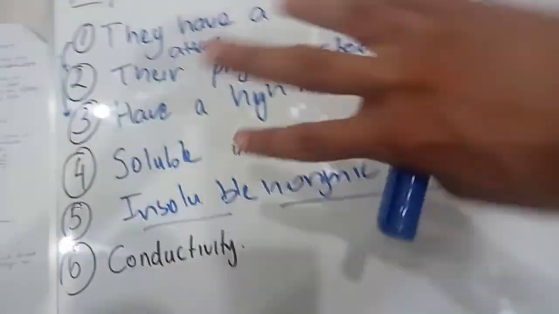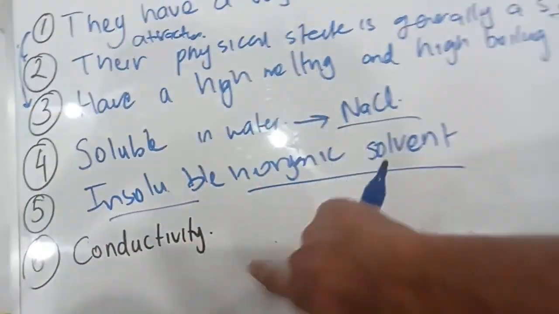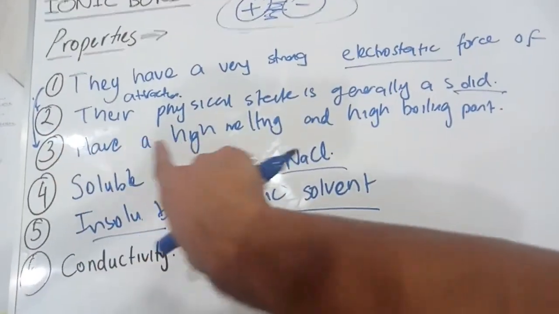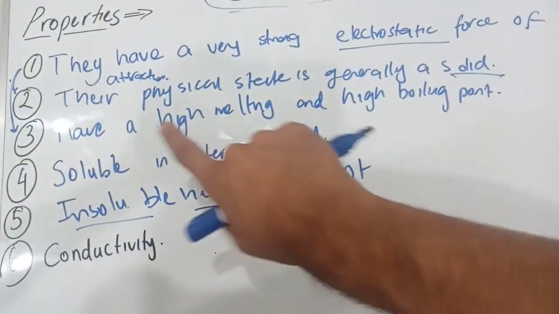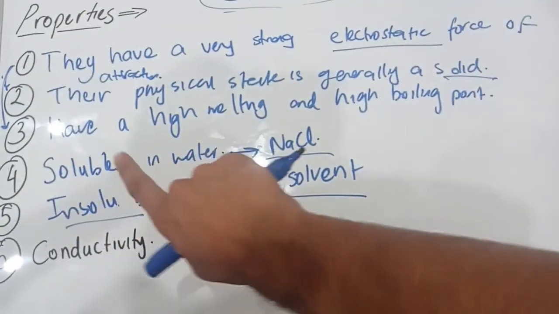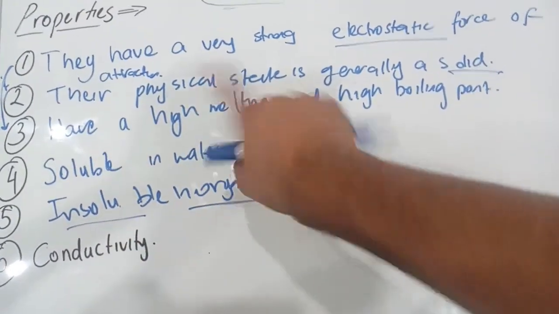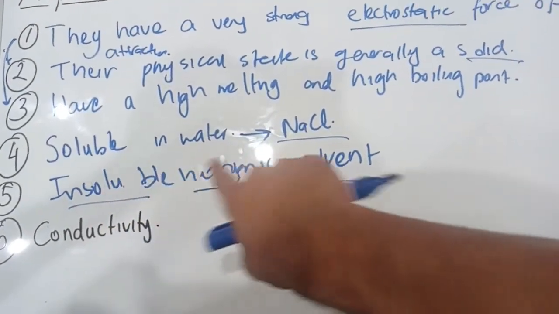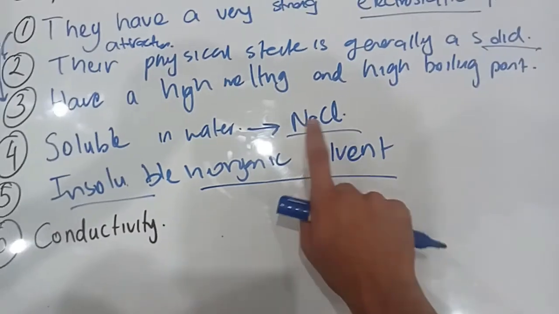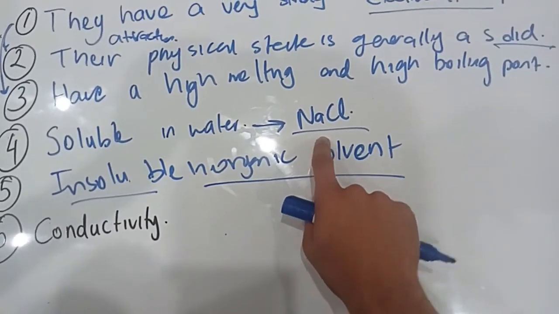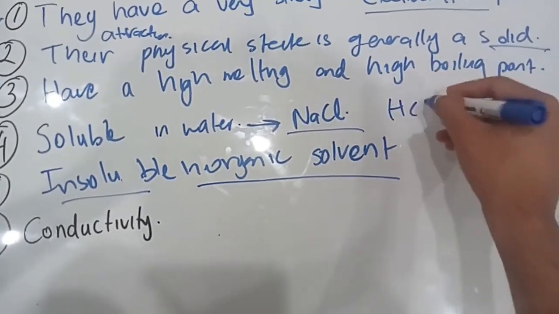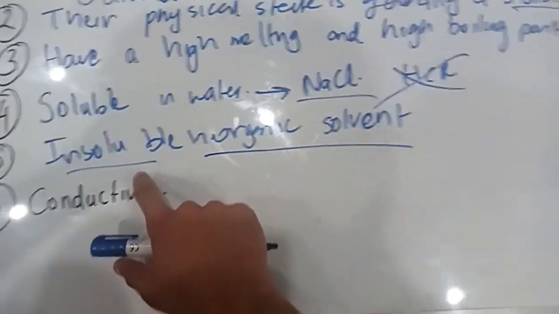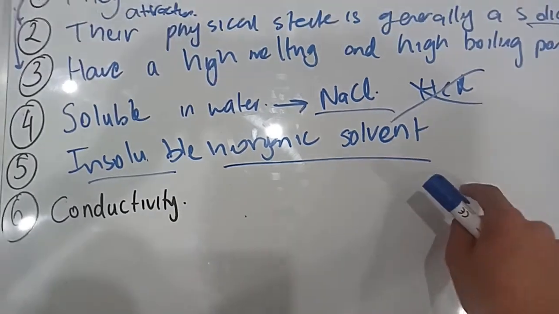So let's look at the full five key properties again, and then we'll move on to the sixth one. They have a very strong electrostatic force of attraction. Their physical state is generally a solid. They have a high melting point and a high boiling point, and that is why their physical state is generally a solid. And they're soluble in water. Our prime example is sodium chloride, not hydrochloric acid. I said that by mistake, so get rid of that. And our fifth one is they're insoluble in organic solvents.